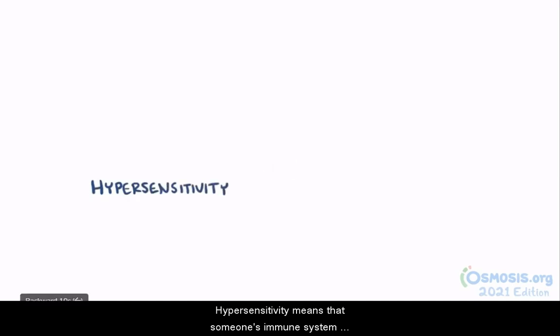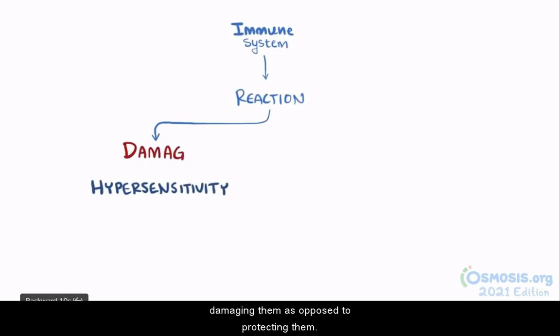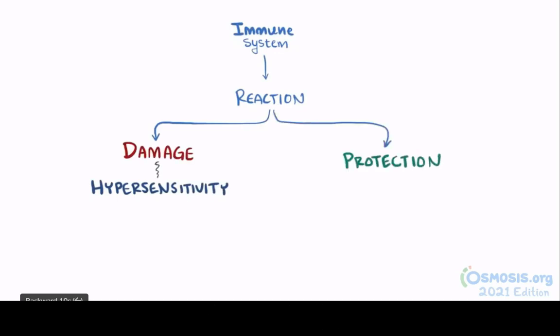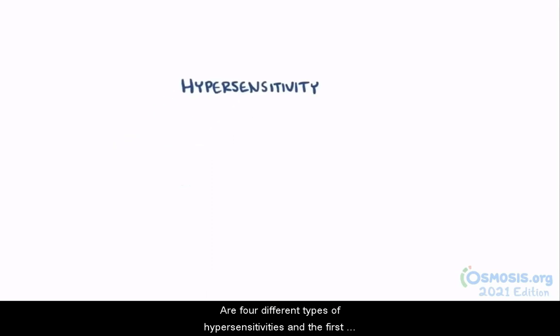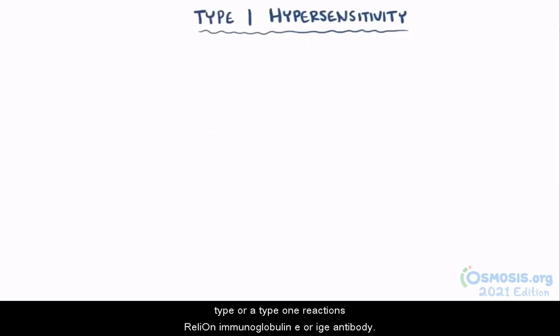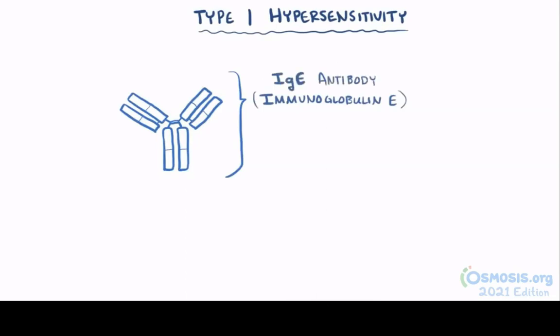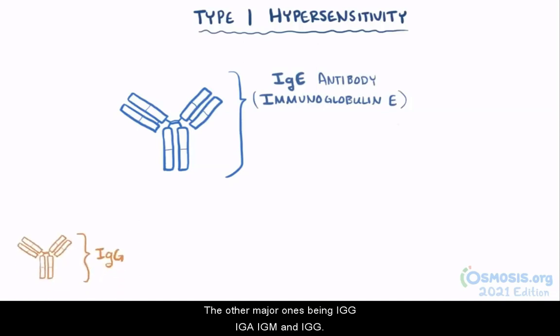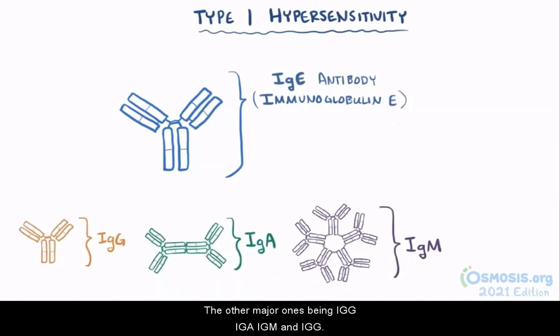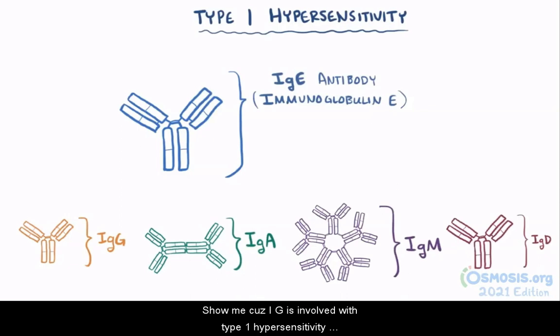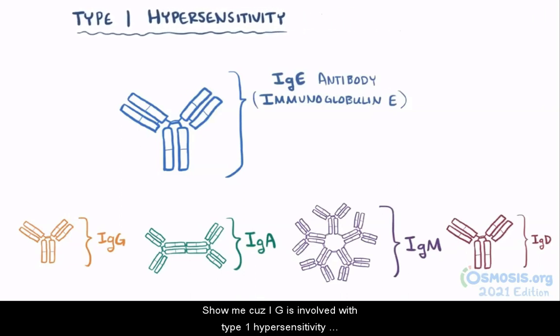A hypersensitivity means that someone's immune system has reacted to something in such a way that it ends up damaging them, as opposed to protecting them. There are 4 different types of hypersensitivities, and in the first type, or type 1, the reactions rely on immunoglobulin E, or IgE antibody, which is a specific type of antibody. The other major ones being IgG, IgA, IgM, and IgD. So because IgE is involved with type 1 hypersensitivity reactions, they're also called IgE-mediated hypersensitivities.